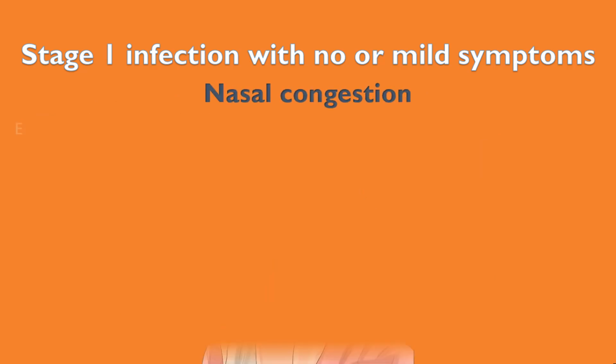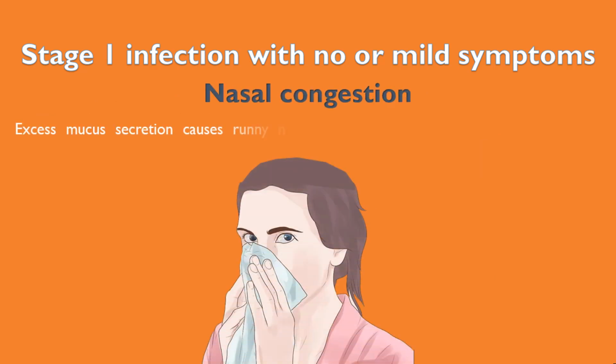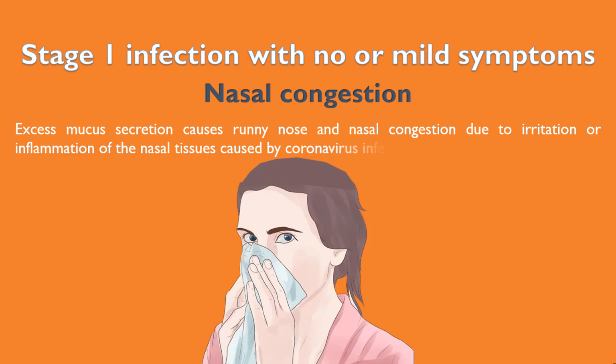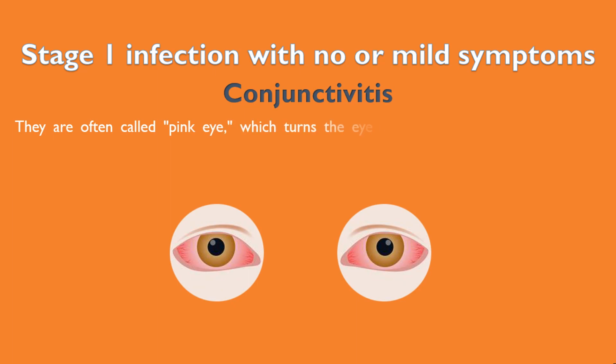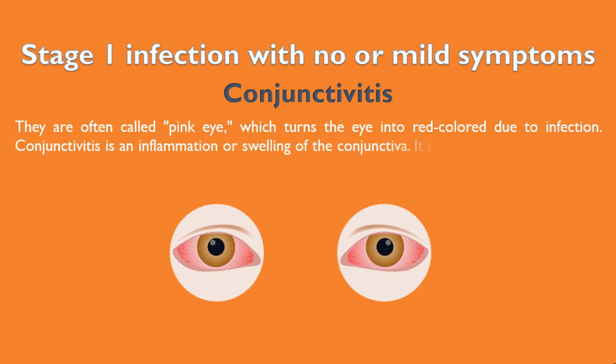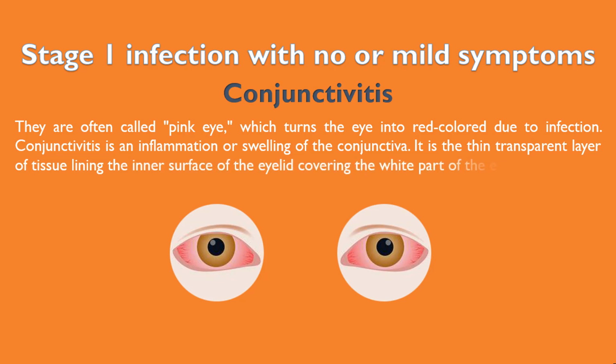Nasal congestion. Excess mucus secretion causes running nose and nasal congestion due to irritation or inflammation of the nasal tissue caused by coronavirus infection. Conjunctivitis. They are often called pink eye, which turns the eye red colored due to infection. Conjunctivitis is an inflammation or swelling of the conjunctiva. It is a thin transparent layer of tissue lining the inner surface of the eyelid, covering the white part of the eye.